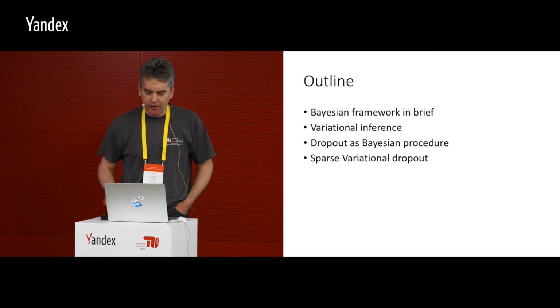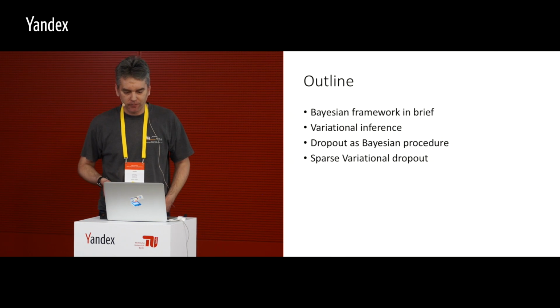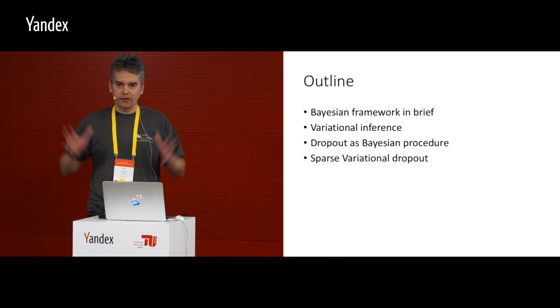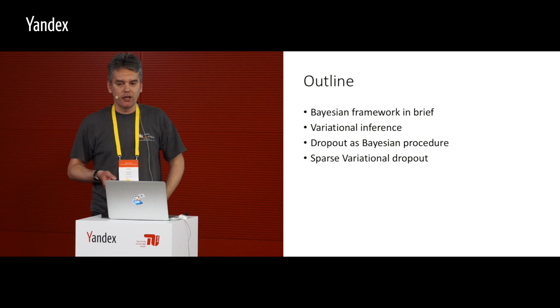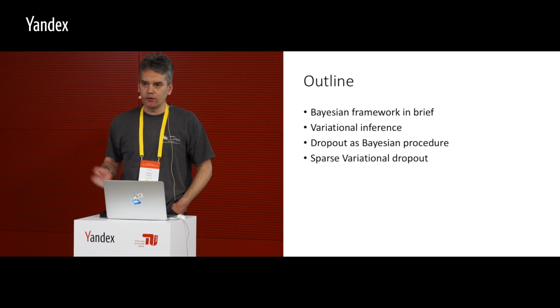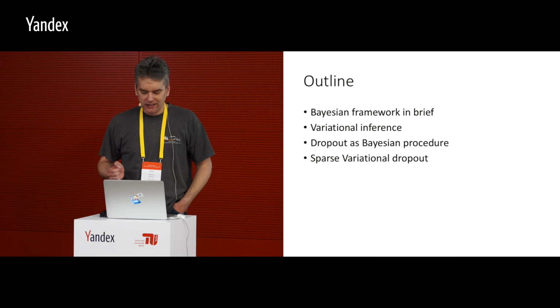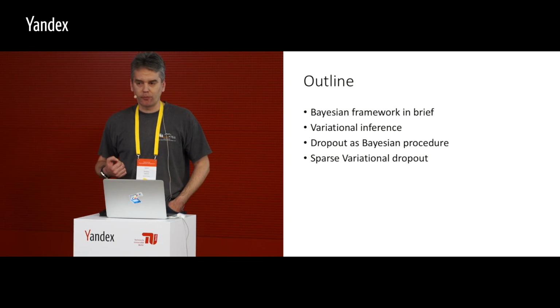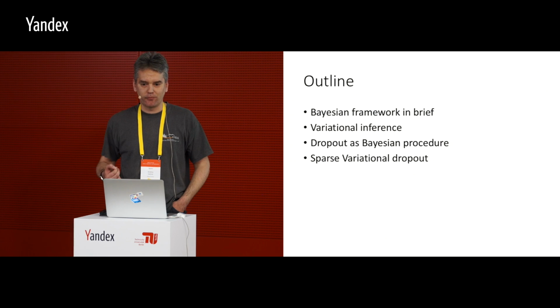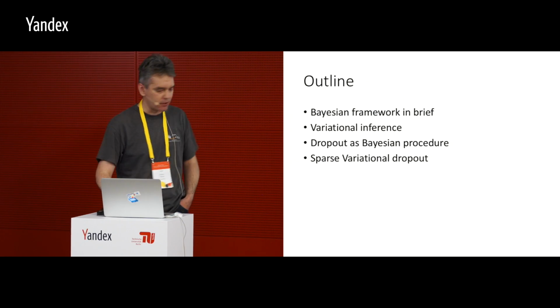And since I'm head of Bayesian methods research group, it's not surprising that I will talk mostly about Bayesian methods and about how they can be combined with deep learning. So first, we'll briefly describe Bayesian framework and its scalable modification known as stochastic variational inference. Then we'll review what is dropout and how it's related to Bayesian regularization. And finally, we'll end up with a sparse variational dropout, which is an example of quite successful combination of Bayesian methods and deep neural networks.